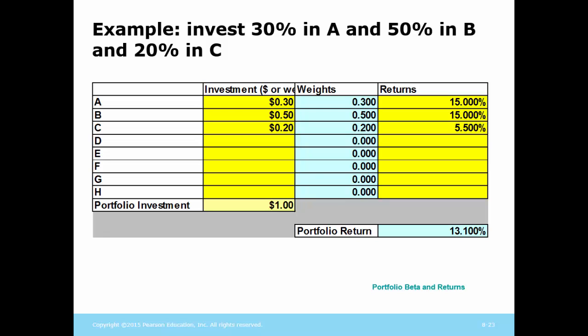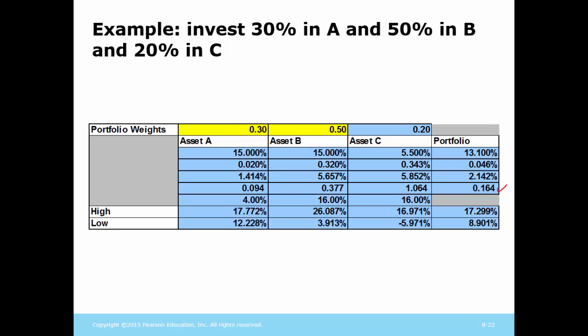Let's go back and look at the returns. We have 15% in each one and 5.5 in each. If we put those weights in this portfolio, again, this is the portfolio beta and return worksheet, you can either put dollars in here or you can put the percentages, right? We're going to end up with 13.1%, which is exactly what we got on the previous slide.